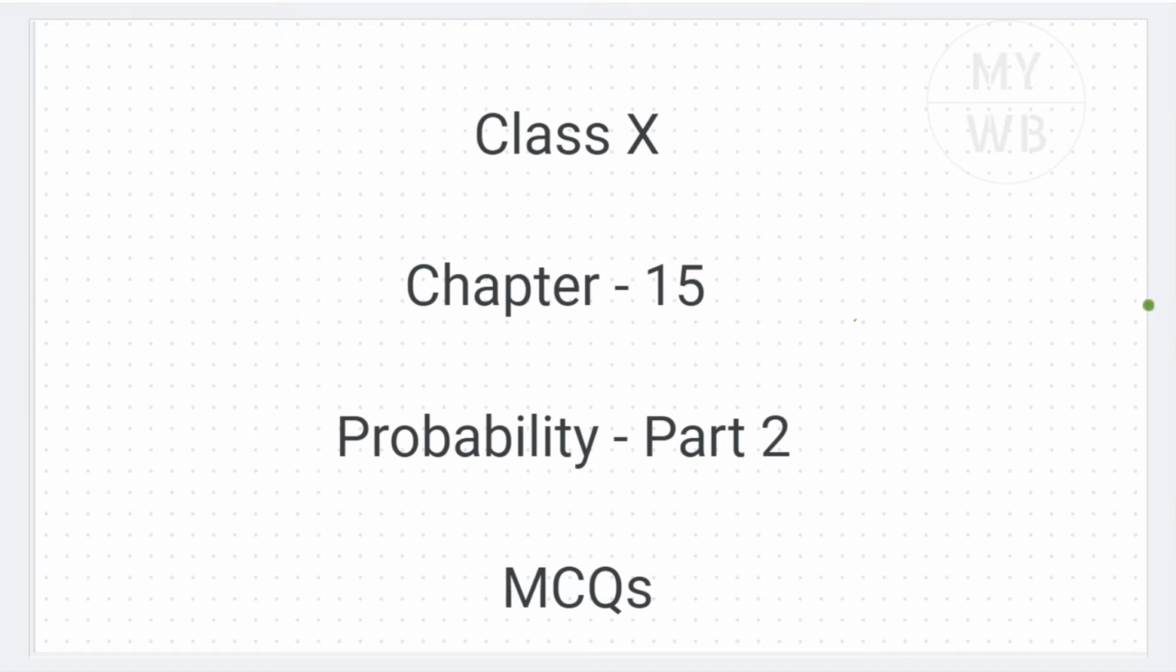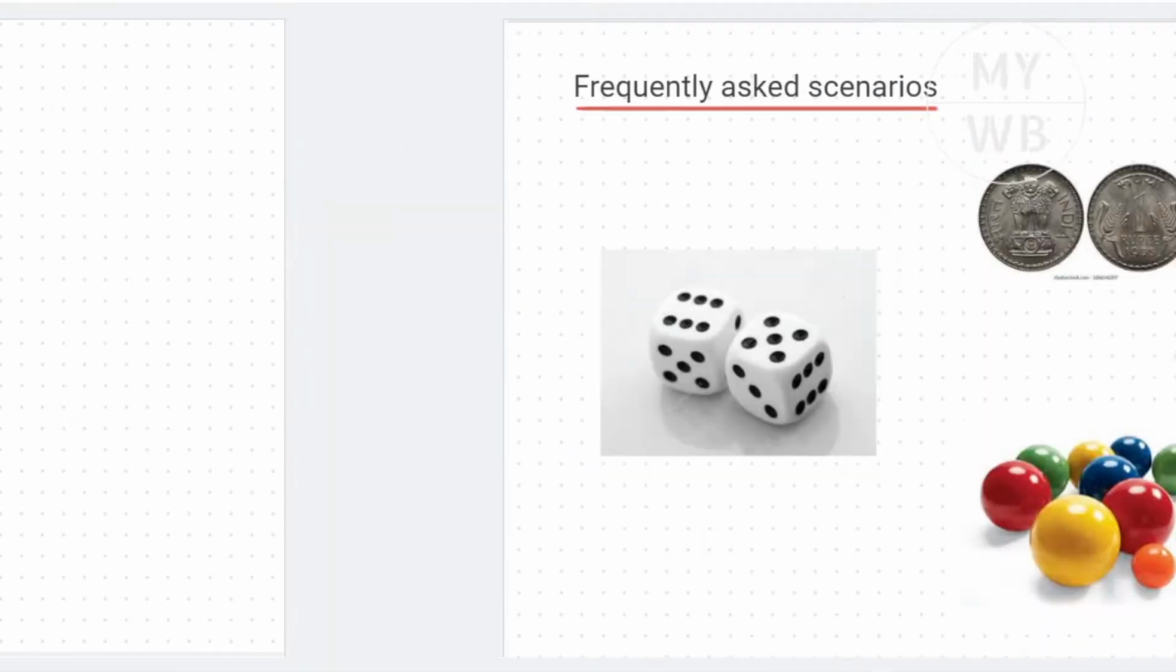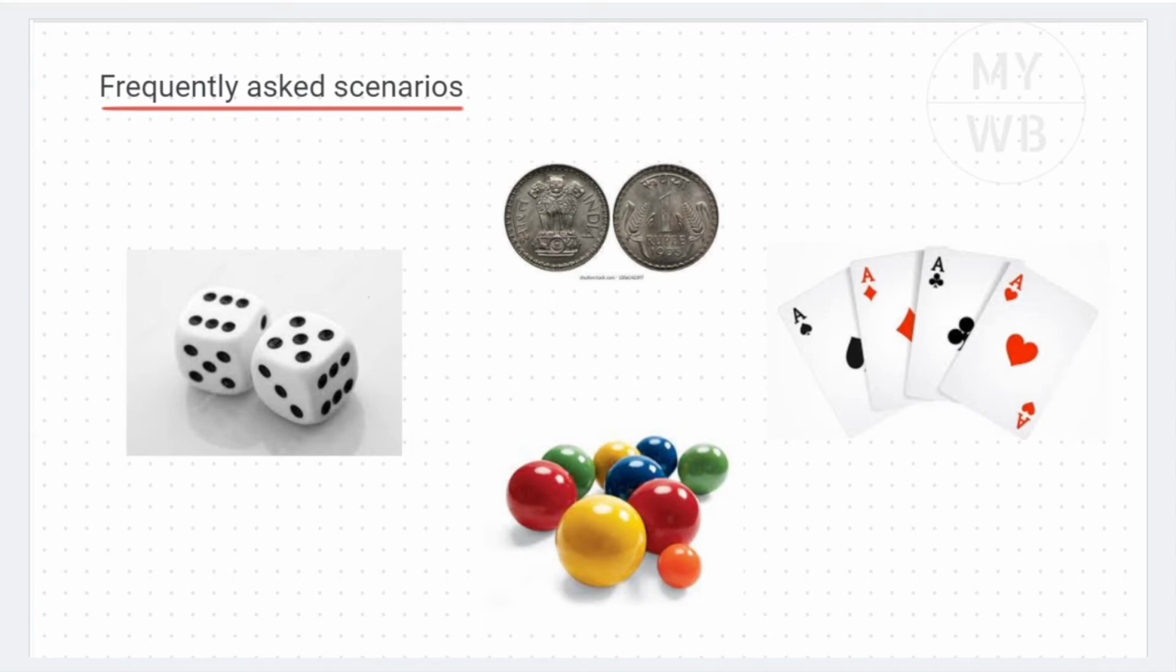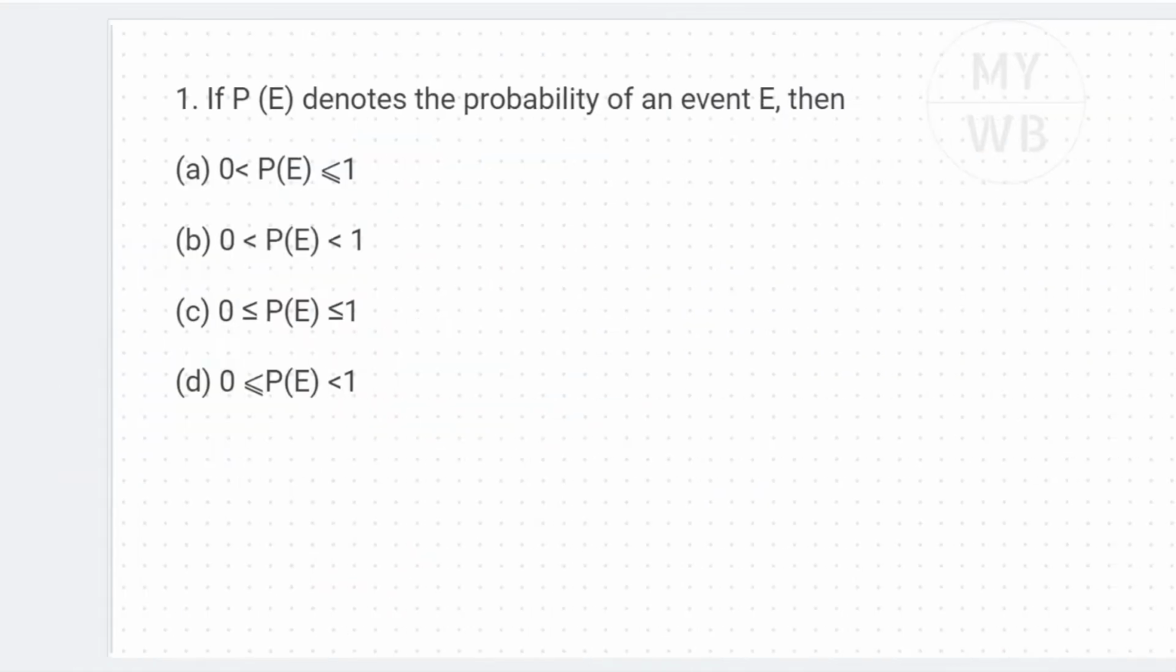Hello everyone. In this video, let's practice some multiple choice questions from the chapter Probability. Questions mostly asked from this chapter are from the following scenarios: throwing dice, tossing of coins, picking a card, or picking a ball from a bag of colored balls. Few questions of miscellaneous type are also asked. So let's cover all these scenarios in this video one by one.